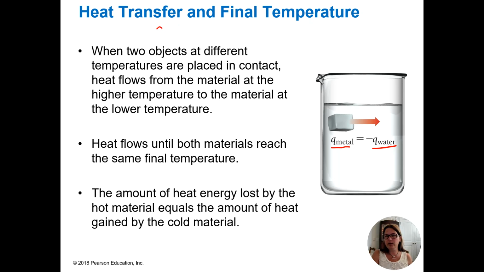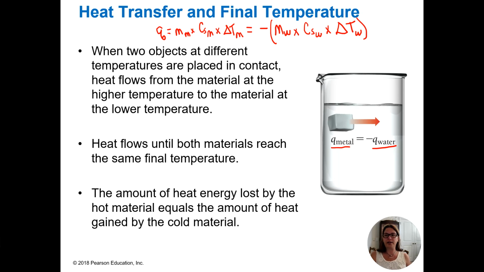So Q of the metal would just be the mass of the metal times the specific heat of the metal times the change in temperature of the metal, and that's going to be equal to the negative of the mass of the water times the specific heat of the water times the change in temperature of the water.